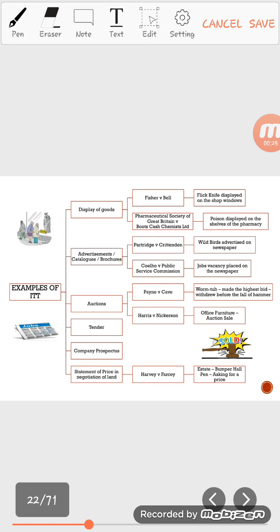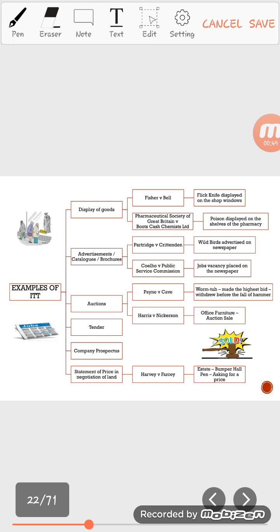Normally when you look at the goods displayed in the shop window or maybe in a supermarket, you have to know this is just an invitation to the customer to make an offer to buy. And this is illustrated in 2 cases. Now have a look at the 2 cases here. We have Fisher versus Bell.